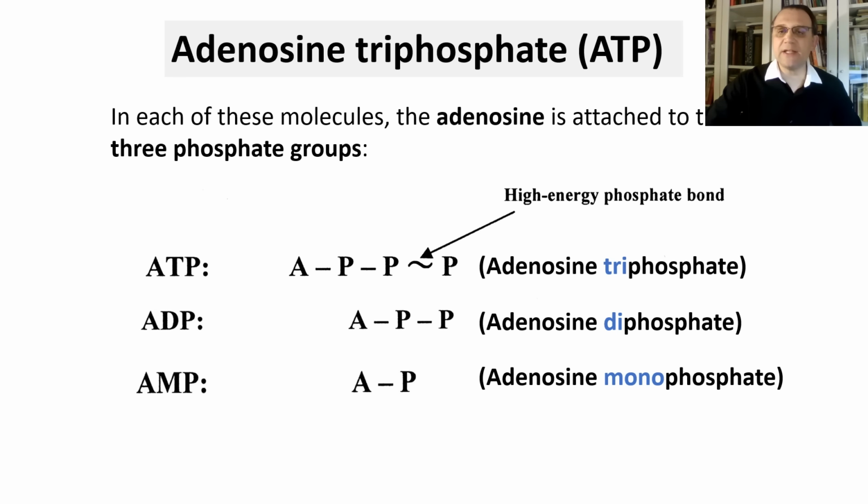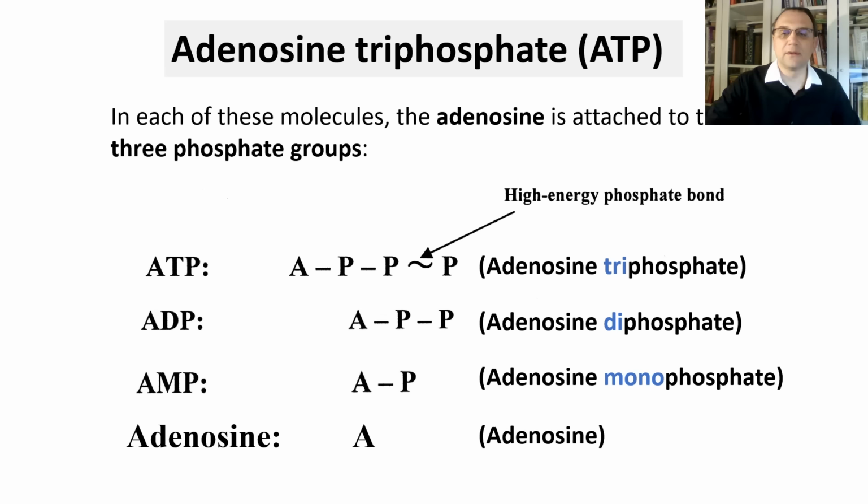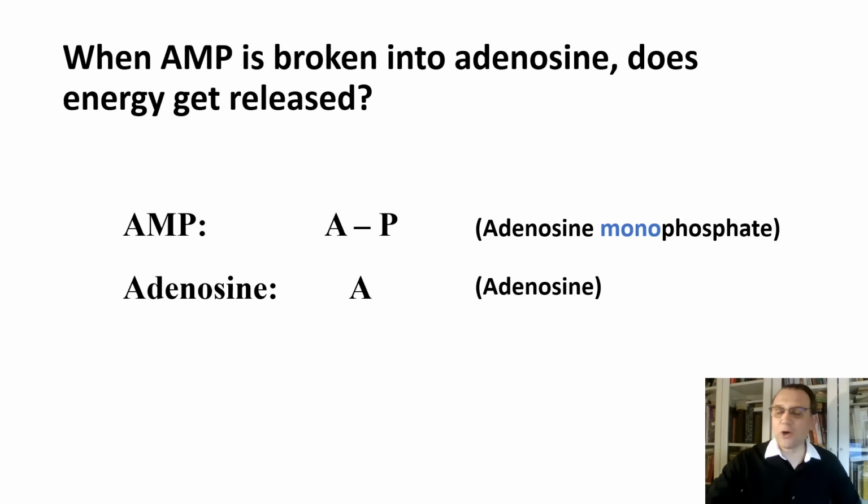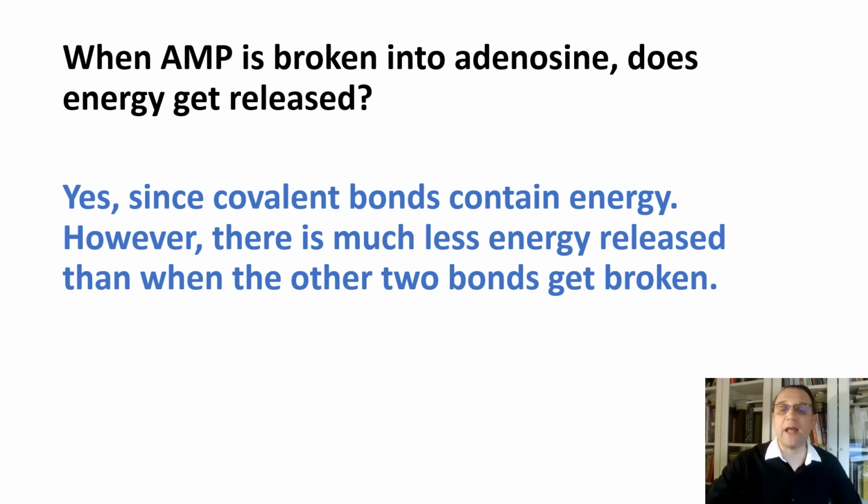Sometimes when there are not enough ATP molecules, the cell breaks the bond in the ADP molecule. So the adenosine diphosphate becomes adenosine monophosphate. As you remember, mono means 1. The second bond has less energy than the high energy bond, but enough to do the job. When a cell becomes desperate for energy, even the AMP could be used, leaving adenosine as a single molecule. A question: when AMP is broken into adenosine, does energy get released? Yes, since covalent bonds contain energy. However, much less energy is released than when the other 2 bonds get broken.